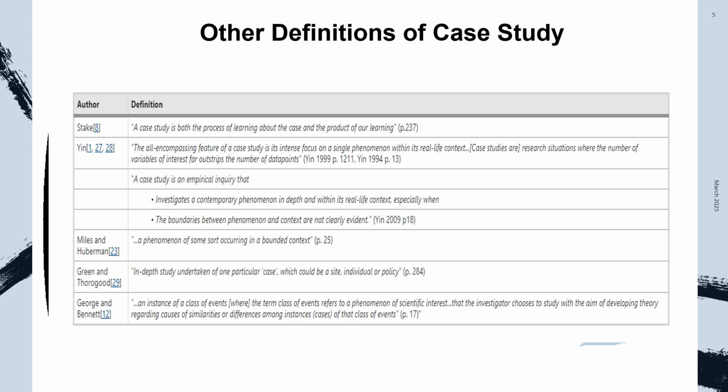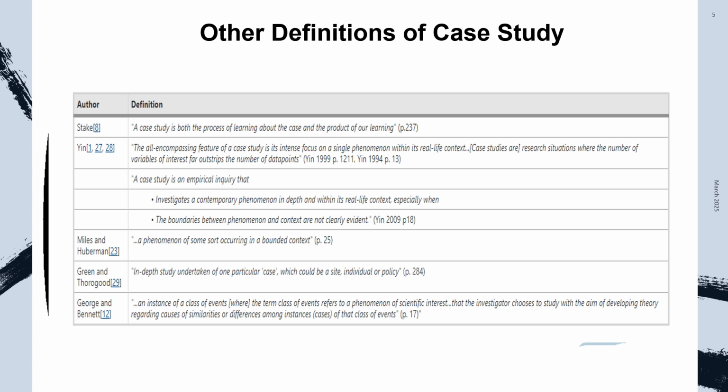So, as we mentioned, there are multiple definitions regarding case study research. In this table, you can see examples of these definitions. For example, according to Stake, a case study is both the process of learning about the case and the product of our learning. According to Yin, the all-encompassing feature of a case study is its intense focus on a single phenomenon within its real-life context.